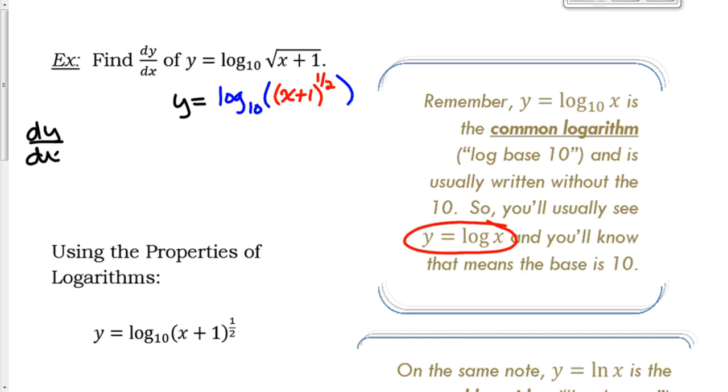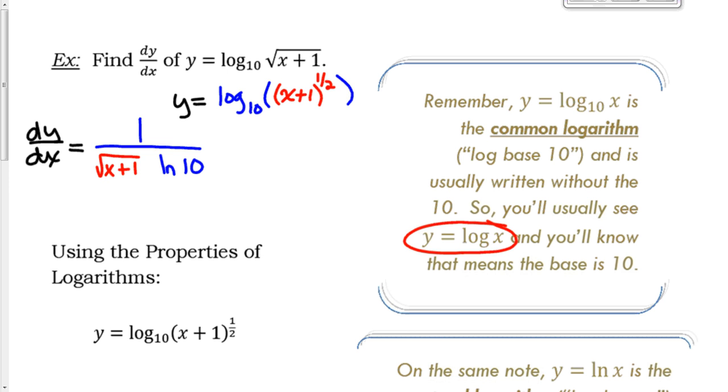So dy dx, take the derivative of the outside, and that is a log, so it's 1 over exactly what the inside was. I'm going to rewrite it though in square root form again. So the inside, and then times the natural log of the base of our logarithm, which is 10. And then I need to multiply that by the derivative of the inside.